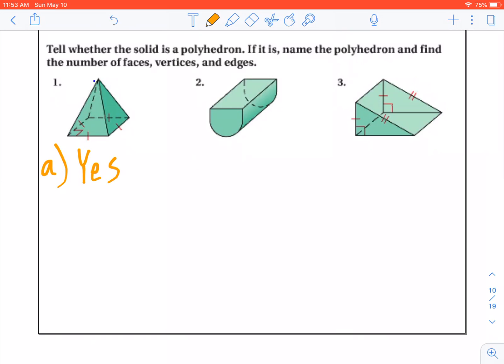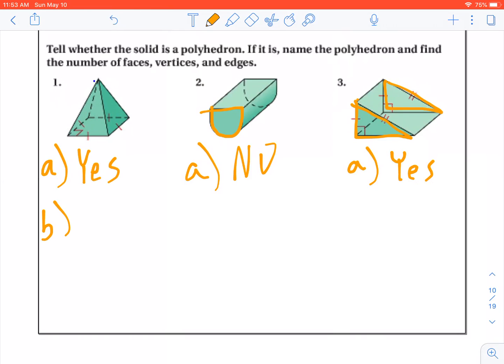For number 2, unfortunately, I do not have all polygons. I have my curved face there, so it is a no. In number 3, I have my 2 triangles in the front and the back, joined by my 3 rectangles coming around. So since they're all polygons, it is yes.